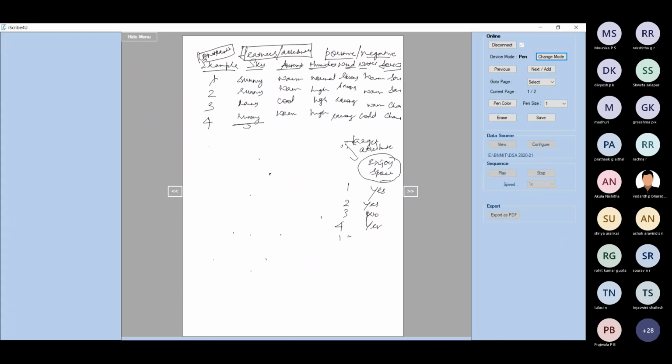Okay, now let's quickly see Find-S very briefly and then go to candidate elimination. So what happens if I say Find-S algorithm?